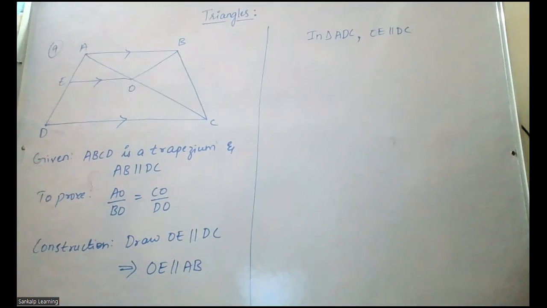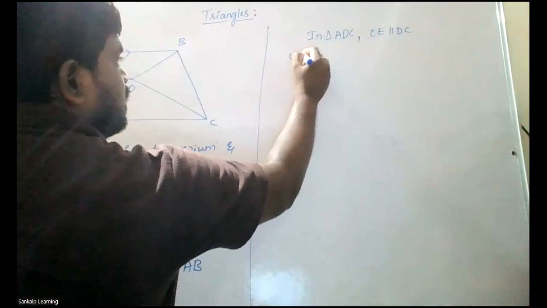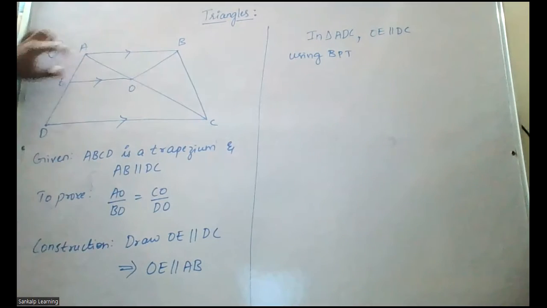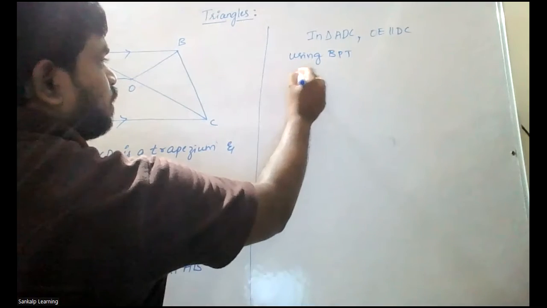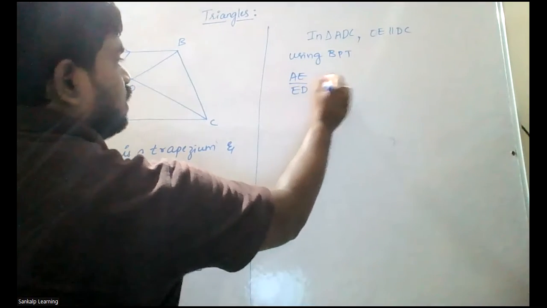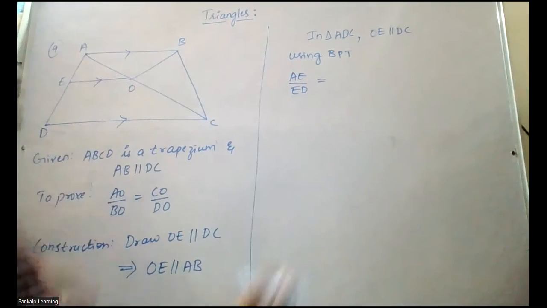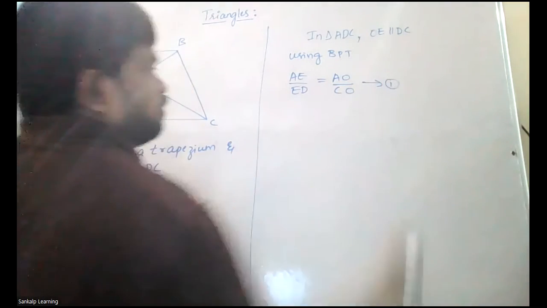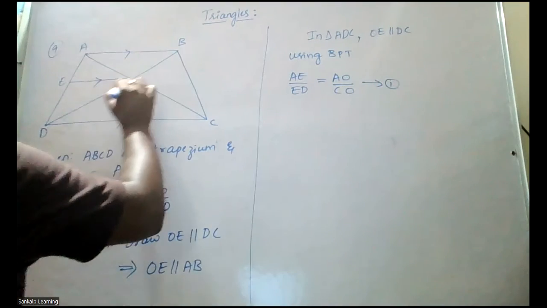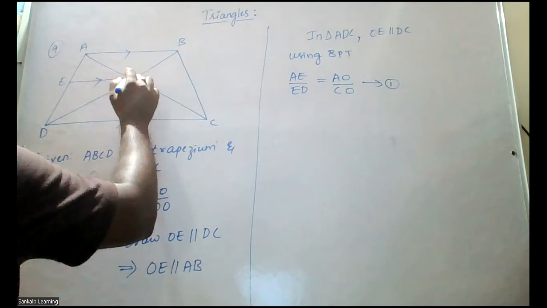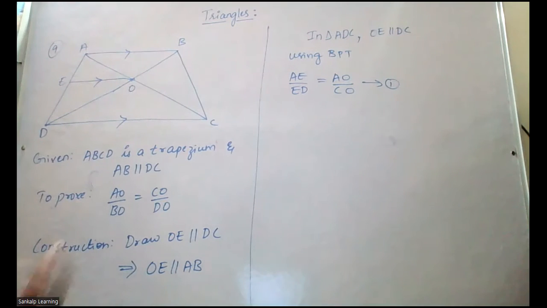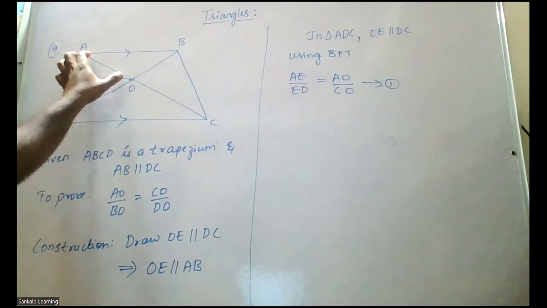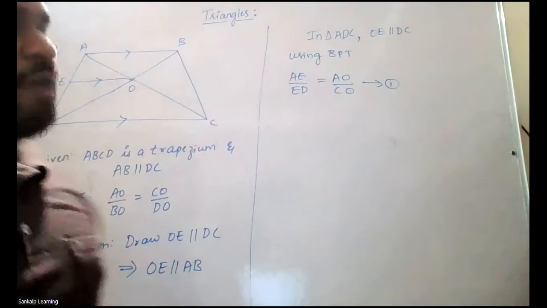Therefore, if I use BPT now, we get AE by ED is equal to AO by OC, or I can write AO by CO, equation 1. Okay, let me draw it back. Why did I choose this triangle specifically? Because in this triangle, I will get AO and CO. That is the reason I've chosen this.